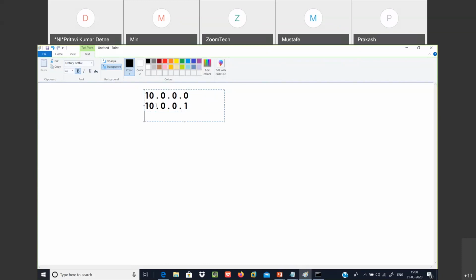10.0.0.1. Next, 10.0.0.2, like 10.0.0.3, 10.0.0.4, 10.0.0.5, up to which IP address? 10.0.0.255. Next IP address. After 255, what will be the next IP address? 11 dot or 10 dot?